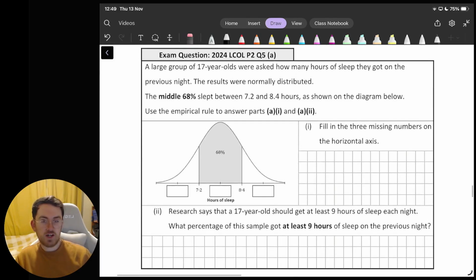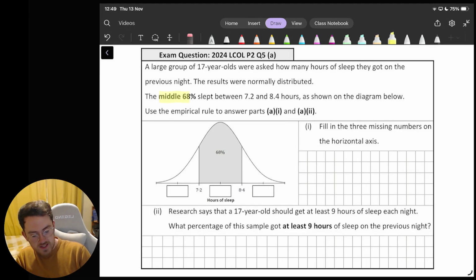Into another example now, 2024. So we're looking at, I suppose, the few recent years. A large group of 17-year-olds were asked how many hours sleep they got. The results were normally distributed. The middle 68% slept between 7.2 and 8.4 hours, as shown on the diagram below. Let's highlight that for ourselves.